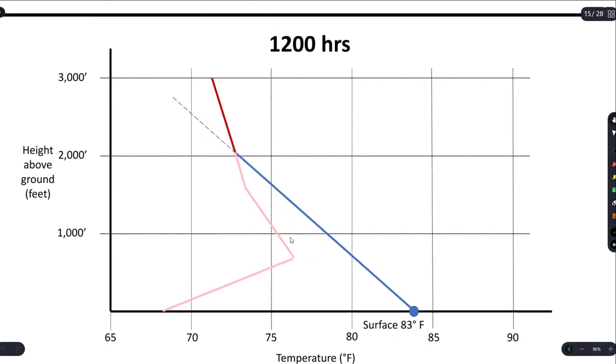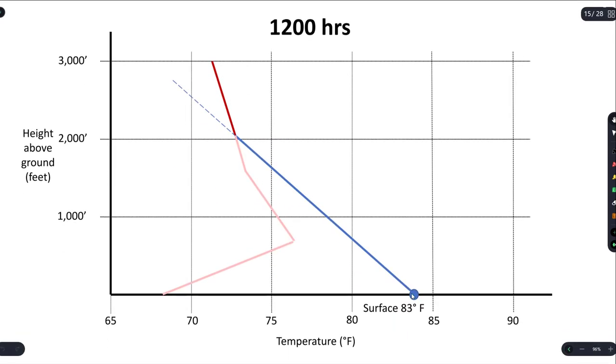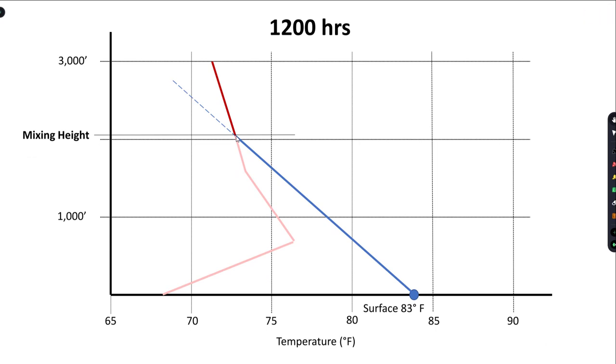So let's say I warm it 3 more degrees. Now our surface temperature is 83 degrees. Our surface parcels were able to rise and cool dry adiabatically as they go up the column, and now they intercept our temperature profile all the way up here. In an hour and a half, our mixing height went from 800 feet to now maybe 2,100 feet.